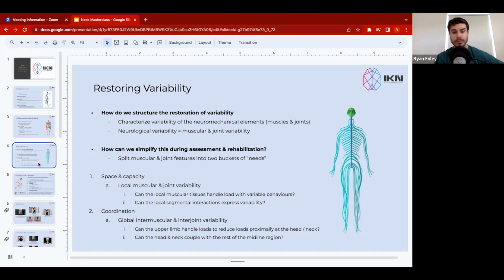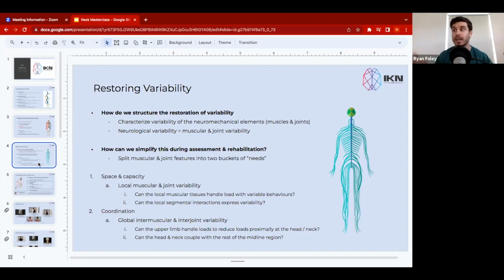Okay? And then the other bucket of needs is based on this coordinative need, this global intermuscular and interjoint variability need. And this really represents the ability of the upper limb as a whole to handle forces without the neck and the associated local tissues between the head and neck expressing heightened levels of muscle activity.